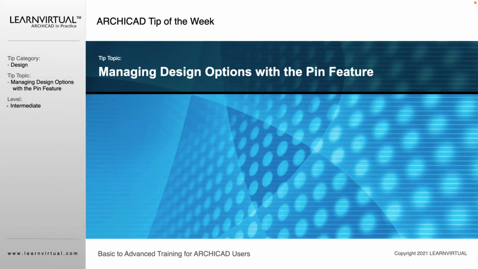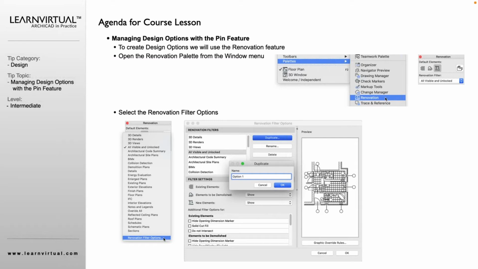For our tip of the week today, I'm going to teach you how to manage design options using the pin feature. If you're not familiar with what the pin feature is, it's part of the renovation tool or feature in Archicad. What you want to do is go to the palettes menu, which is under the options menu. So go down to palettes, and then the submenu renovation, open the renovation palette here.